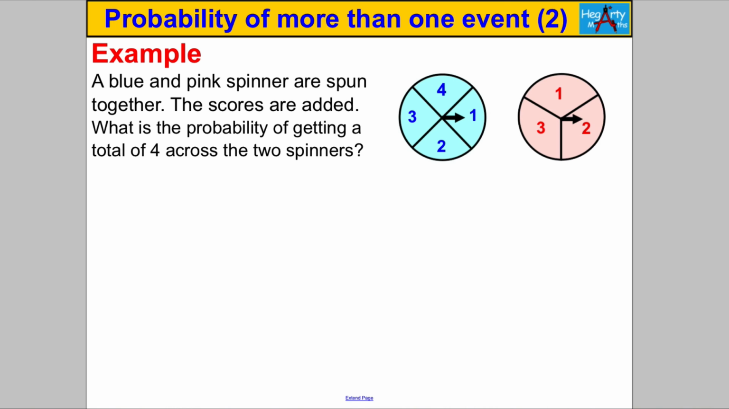Okay, a blue and pink spinner are spun together, the scores are added. What is the probability of getting a total of 4 across the two spinners? So this bit here tells us in our sample space diagram to make sure we add the scores, not just list them. So let's draw that sample space diagram.